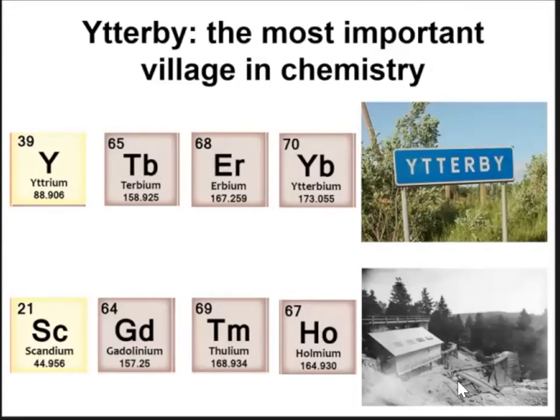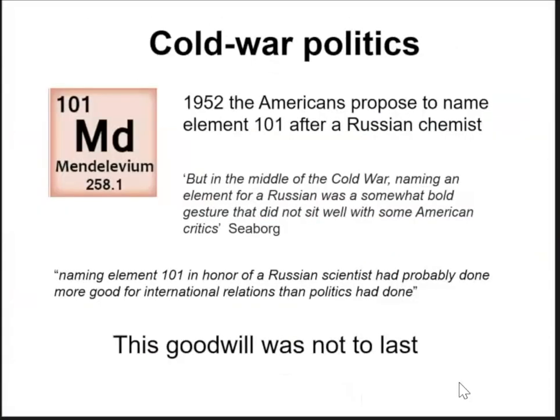So it doesn't bode well for the future of some of that fancy technology that we are trying to develop in the West. Now, this brings us, as we're starting to make these elements, to the rule of IUPAC, which is that the person that discovers the element gets to name it.